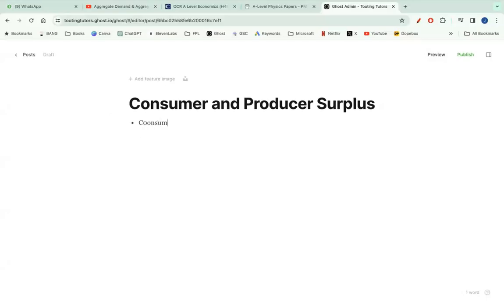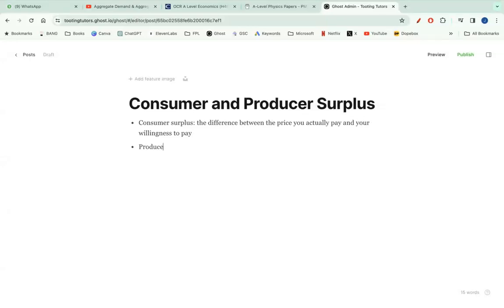So consumer surplus is the difference between the price paid and the willingness to pay. The price you actually pay and your willingness to pay.